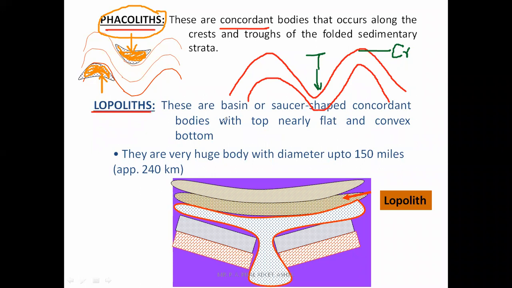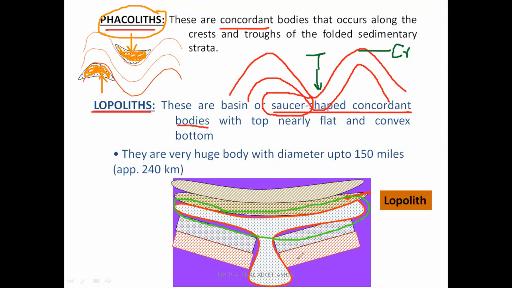Now, lopoliths are basin or saucer shaped concordant bodies. Now saucer. What is the meaning of saucer? Can anybody tell what is the meaning of saucer shape? So just a minute, I will show you here. So this shape is considered a saucer shape.